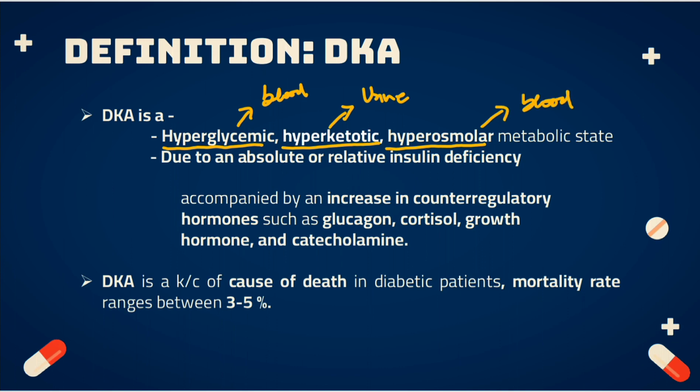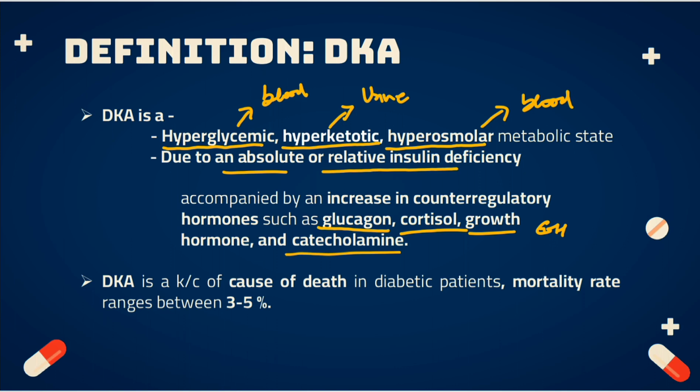And all these conditions are happening, as we have already studied, because either there is relative insulin deficiency or there is absolute insulin deficiency. Apart from these conditions, it is also noted that there is an increase in counter regulatory hormones, and these counter regulatory hormones are glucagon, cortisol, growth hormone, that is also known as GH, and catecholamine hormones. So these are some counter regulatory hormones which are increased in DKA.